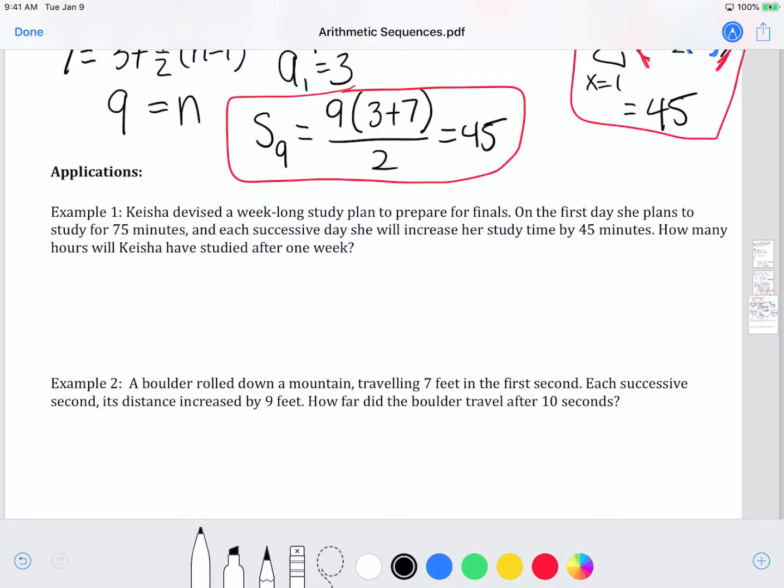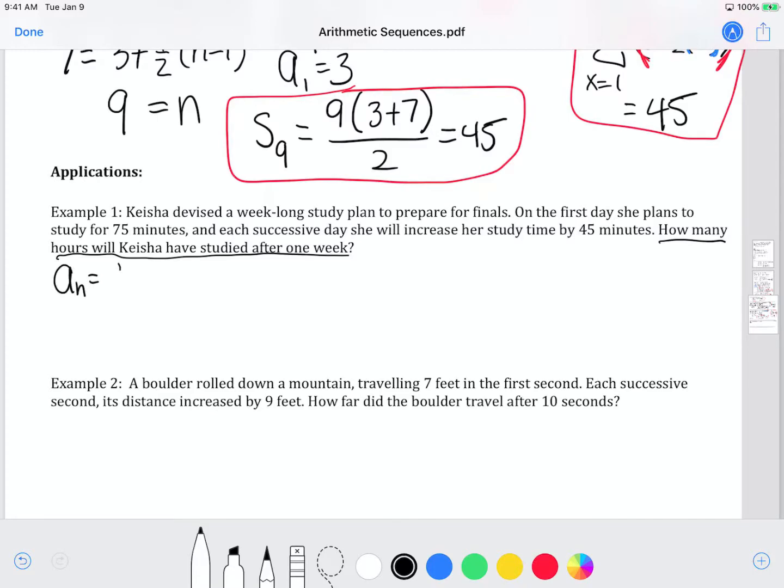And the question is asking us, how many hours will Keisha have studied after 1 week? So we're not looking for just the 7th term, the number of hours she studied on the 7th day. It's asking for the total number of hours studied after 1 week. So we want to add up A1, A2, A3, all the way through A7 and add up all the study time for each day. So first we need to find our nth term.